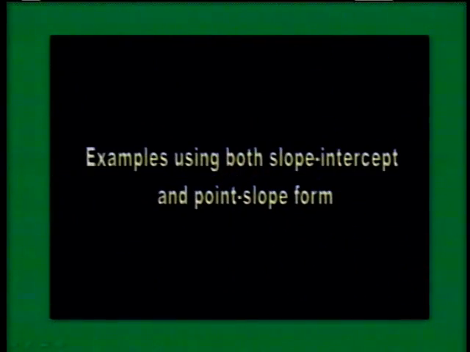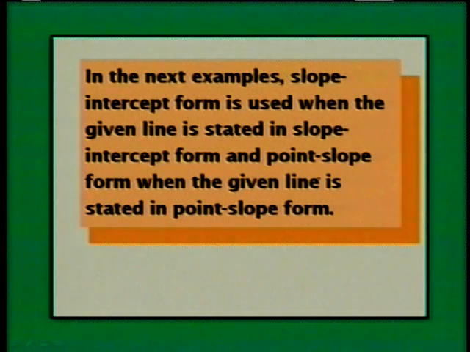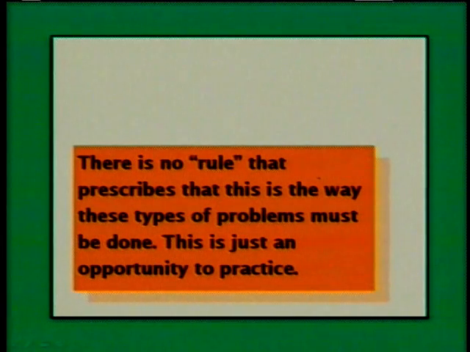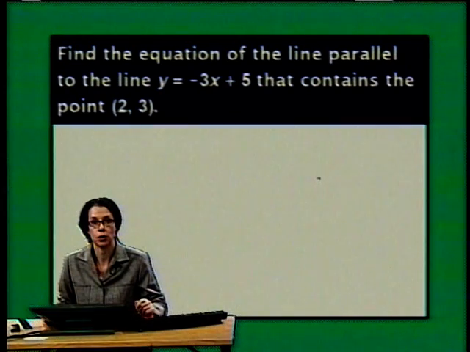So now we're going to do some examples working with both slope-intercept and point-slope form. In the next example, slope-intercept form is used when the given line is stated in slope-intercept form. And I'm going to use point-slope form when the given line is stated in point-slope form. Now there's no rule that prescribes that this is the way to do these types of problems. This is just an opportunity for us to practice working with both forms of the equation. So here's the first example.